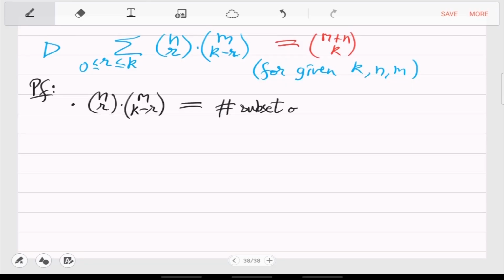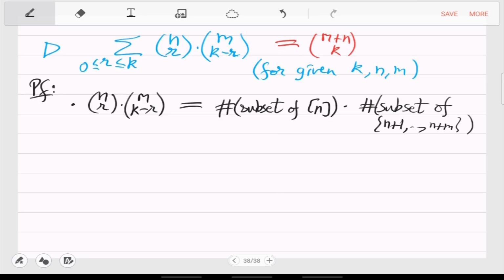So number of subsets of 1 to n times number of subsets of n plus 1 dot dot n plus m. Sorry, this r has parameters that have to be put. So r subset and k minus r subset.